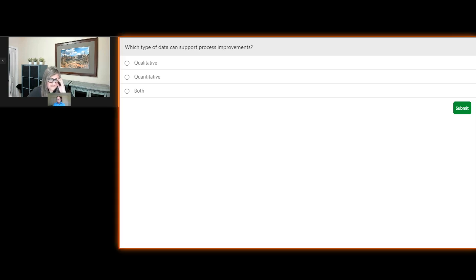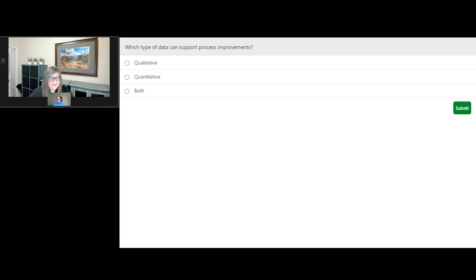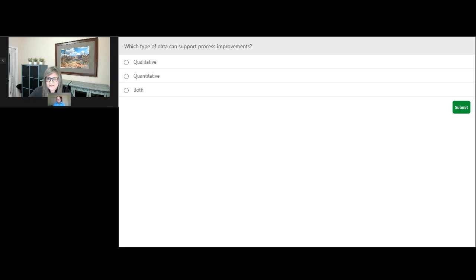And again, it looks like we have a few folks that have responded, but that question is, what type of data can actually be used to support our process improvement efforts? Qualitative data, quantitative data, or both?